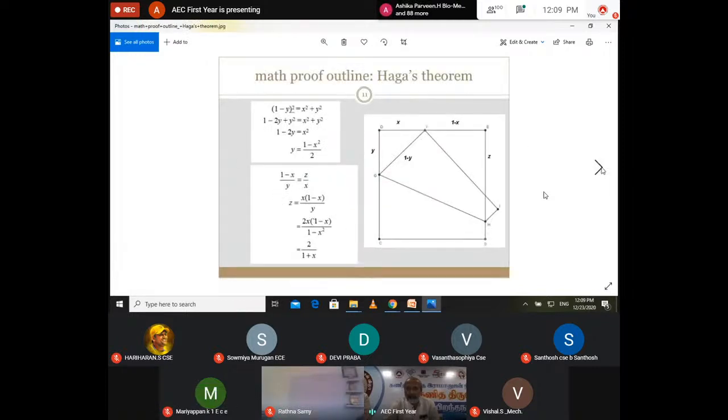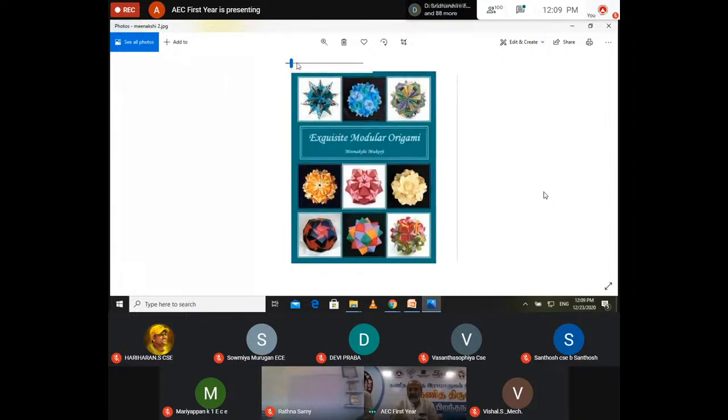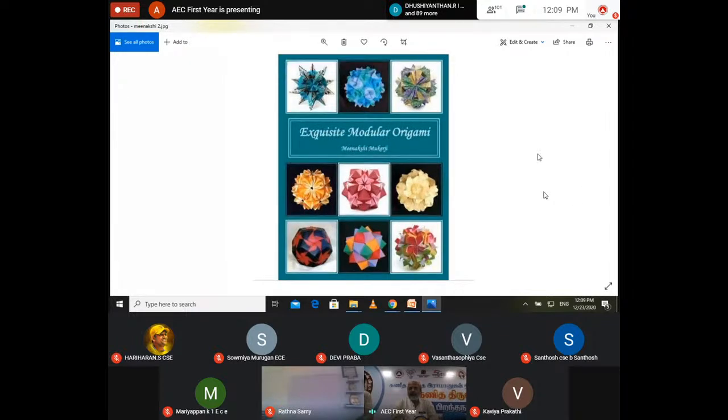So this is a math proof of Haga's theorem. This is the book. Look at the name, Meenakshi Mukherjee. She is an Indian. As it happens, she was from IIT Kharagpur, and she did electrical engineering. As it happens in India, she married an American, settled in America and became a housewife. Having become a housewife, she did not forget her roots.